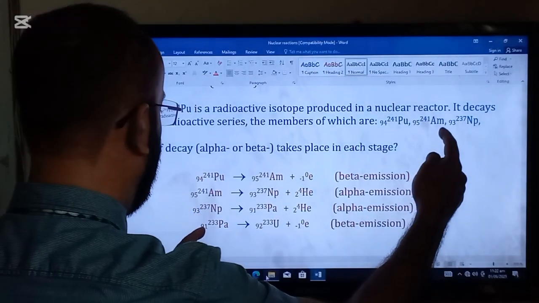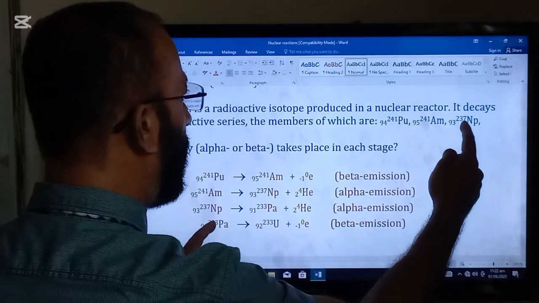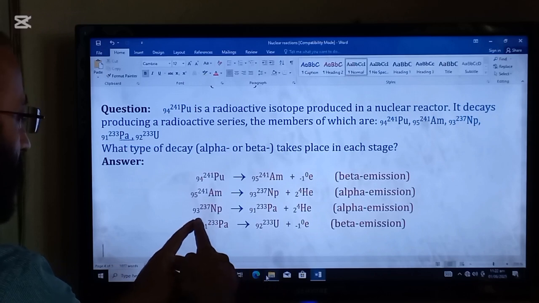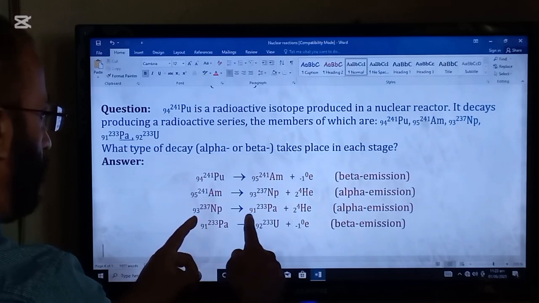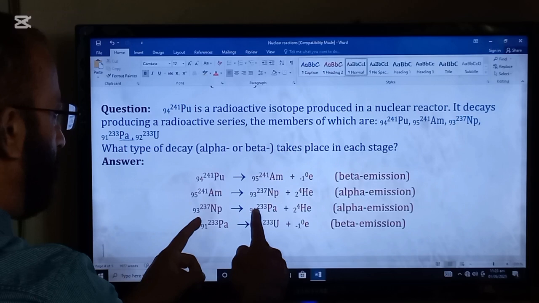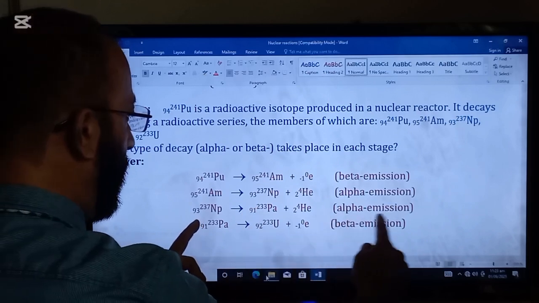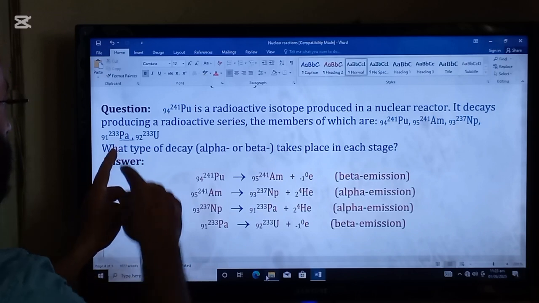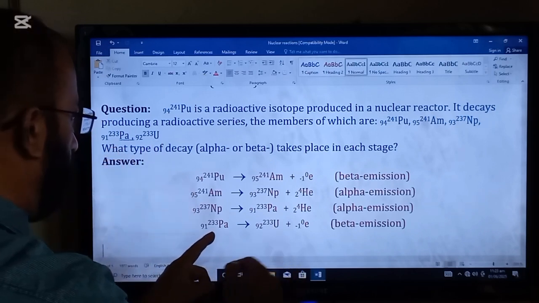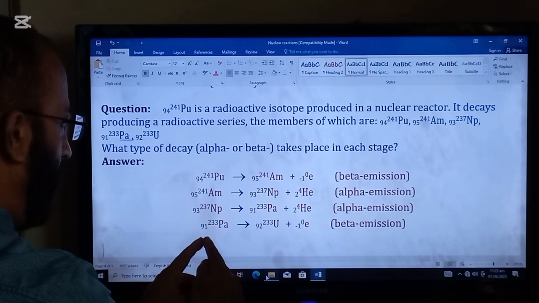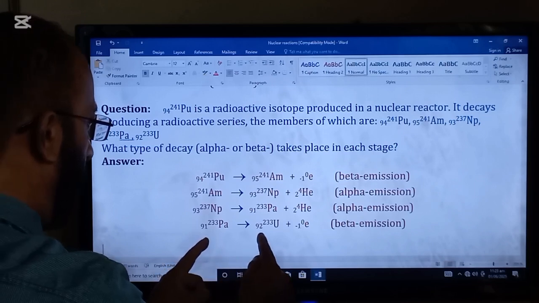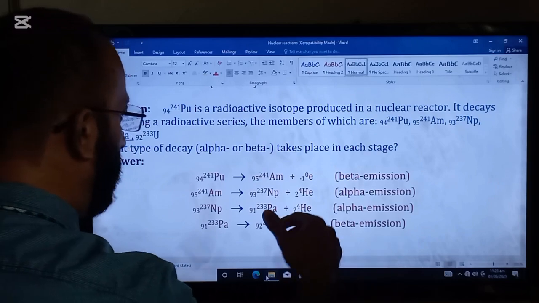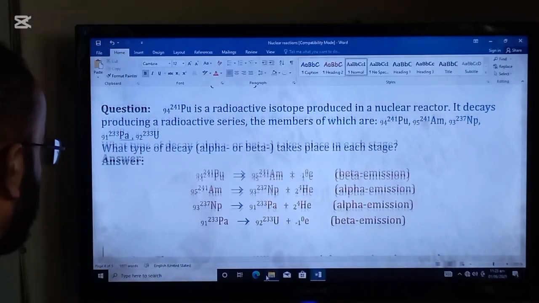So from NP, okay, from this to this, if you look carefully, the proton number is decreased by 2 and the nucleon number is decreased by 4. So this is also an alpha emission. Alpha particle will be emitted. And from this to this, if you look carefully, the proton number is increased by 1 and nucleon number remains same. So this is beta emission. So beta particle will be emitted.